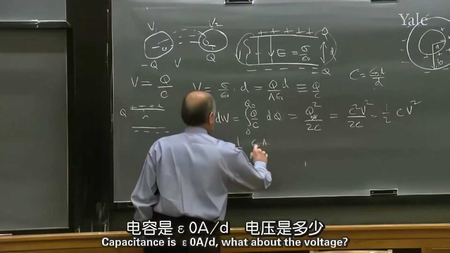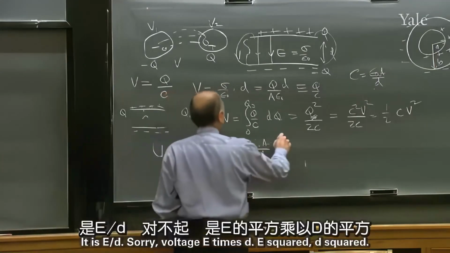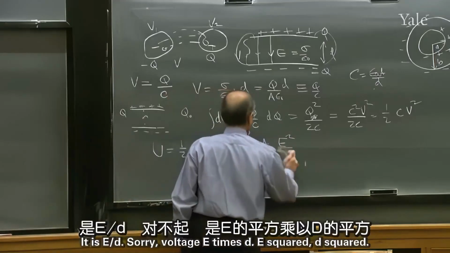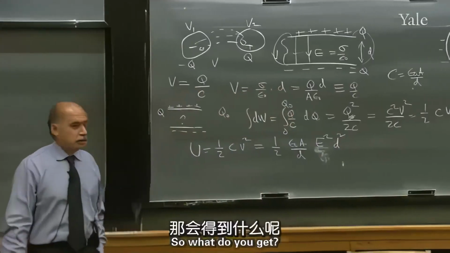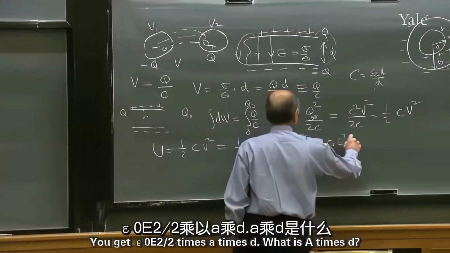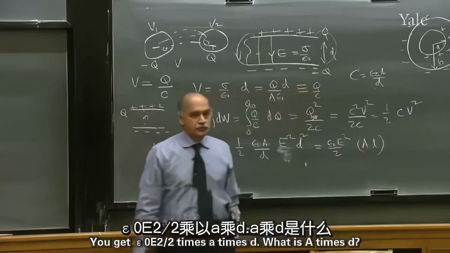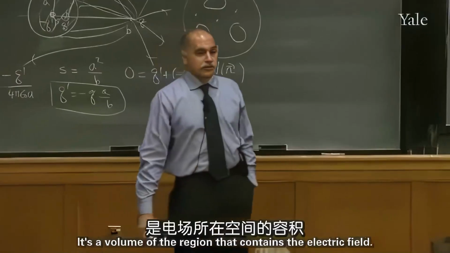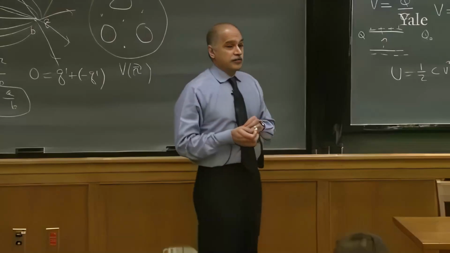Capacitance is epsilon 0 A over D. What about the voltage? Sorry, voltage is E times D. So you get E squared, D squared. What do you get? You get epsilon 0 E squared over 2 times A times D. What is A times D? It's the volume of the region that contains the electric field.